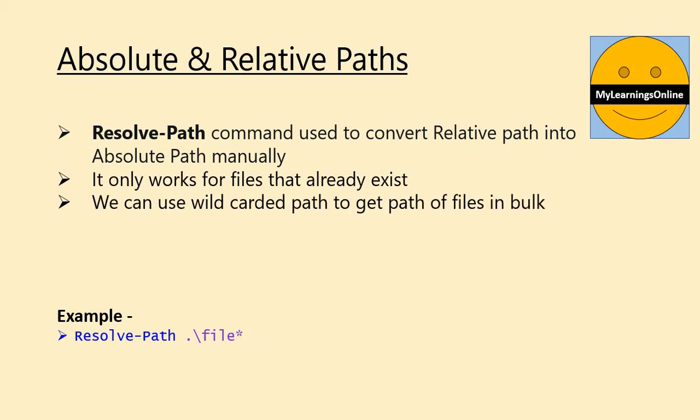We can get absolute path of files in bulk by using wildcard. In this example, we have specified a path using wildcard. Now if we will run this command, we will get absolute path of all the files in current folder whose name starts with file word.